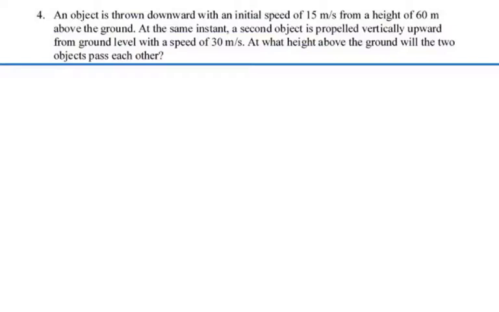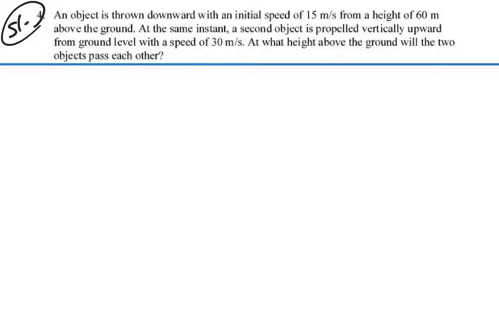Here's sample test number 1, problem number 4. An object is thrown downward with initial speed of 15 meters per second from a height of 60 meters above the ground. At the same instant, a second object is propelled vertically upward from ground level with a speed of 30 meters per second. At what height above the ground will the two objects pass each other?